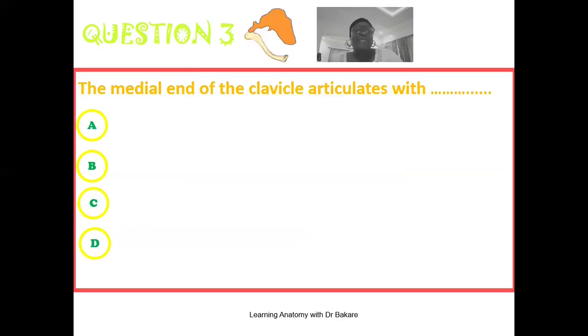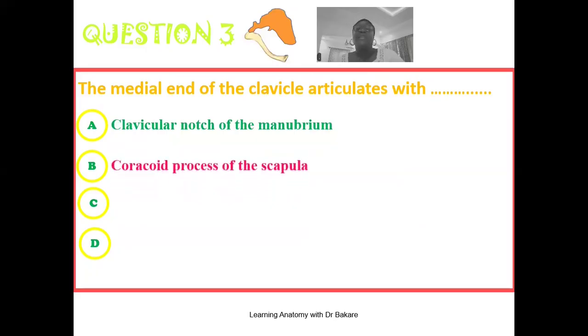Now, the third question, and this reads that the medial end of the clavicle articulates with dash. Is it seen to articulate with the clavicular notch of the manubrium? Is it seen to articulate with the coracoid process of the scapula? Is it seen to articulate with the costal notch of the sternum? Or is it seen to articulate with the acromion of the scapula? The correct answer here is the clavicular notch of the manubrium.